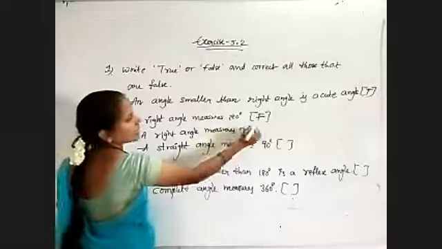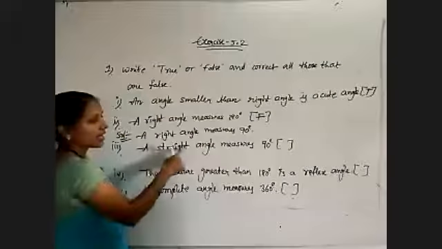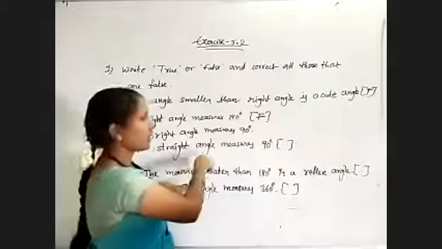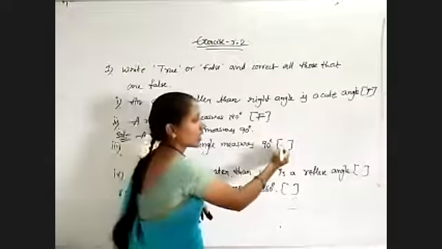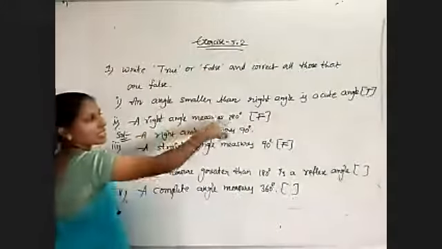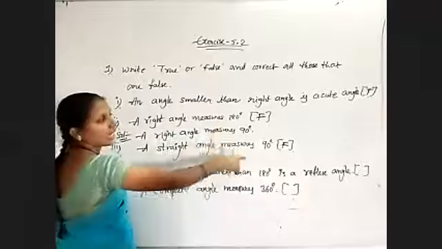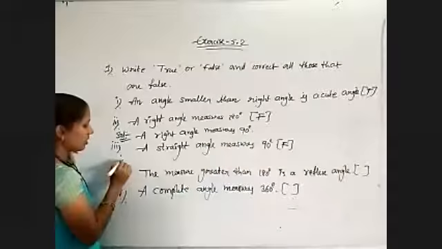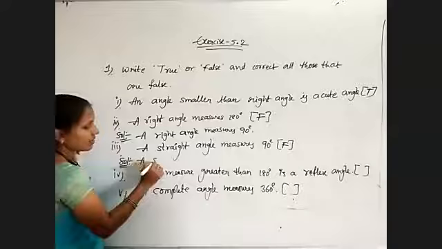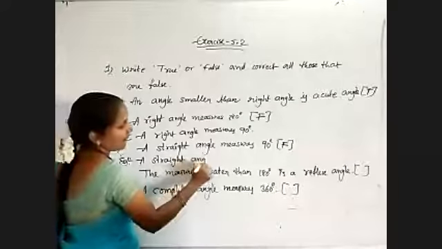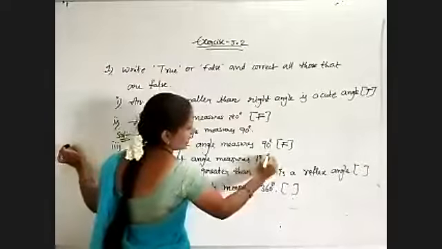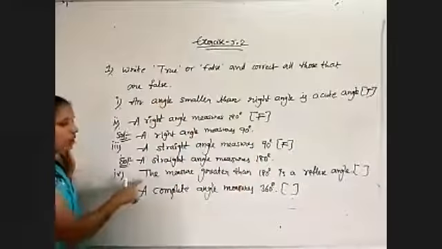90 degrees. And coming to the third question, a straight angle measures 90 degrees. No, every straight angle measures 180 degrees. So this statement is also false. Reversely given. Right angle measures 90 and straight angle measures 180. So what is the correct statement? A straight angle measures 180 degrees.